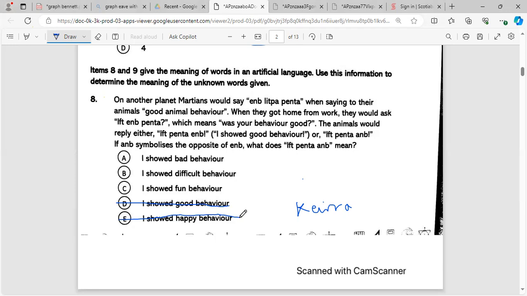Then C. Now, I showed fun behavior. And if you realize, happy and fun are still the same. And it says, if it symbolizes the opposite of envy, that's the key right there. We want to figure out what's the opposite. So cross out C too.